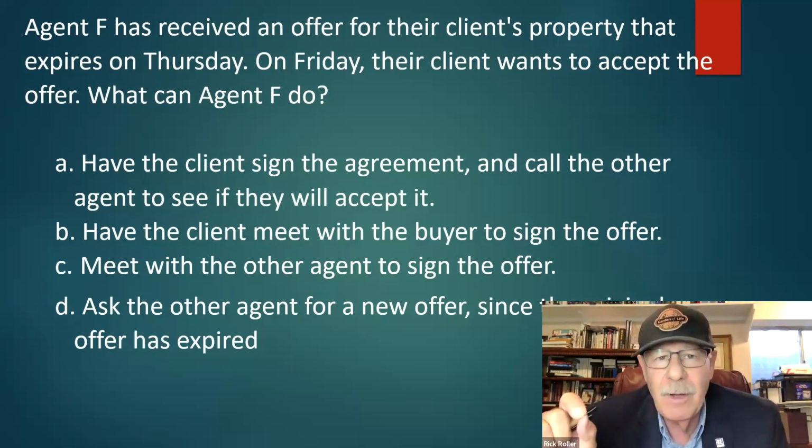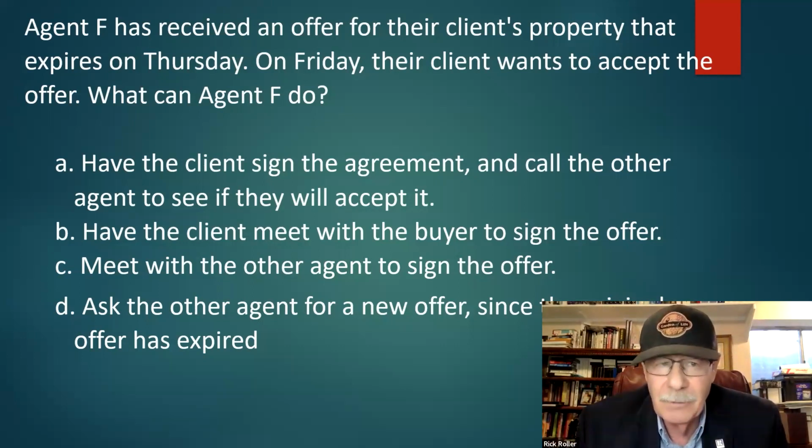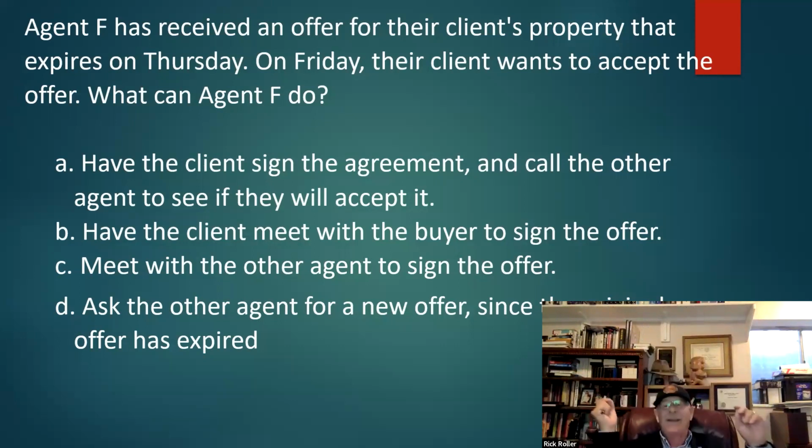Agent F has received an offer for their client's property. Cool, I love that. That expires on Thursday. On Friday, their client wants to accept the offer. What can F do? Well, what F should have done was sign it yesterday, okay? Because it expired. Okay, so let's look at our answers here. A, have the client sign the agreement, call the other agency if they'll accept it. It's too late, it's already expired.